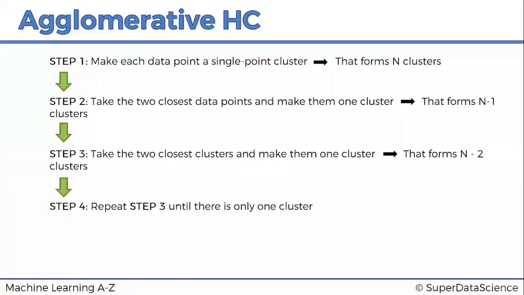Then step four is to repeat step three until there is only one cluster. So basically you just keep repeating step three and combining points into bigger and bigger clusters until there's only one huge cluster left. At the end you're done. And how to get from one cluster to the final result of two or three clusters that you actually want, we'll talk about that in this section as well. So that's the goal, of course.